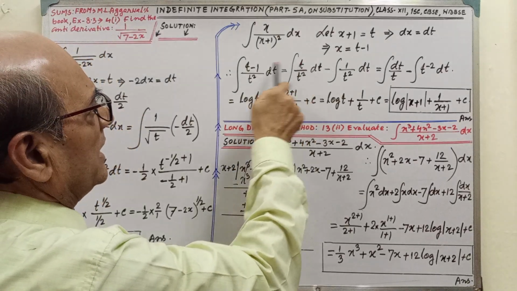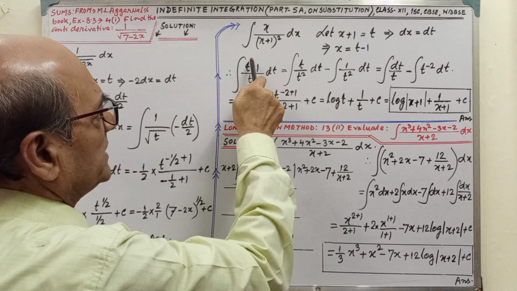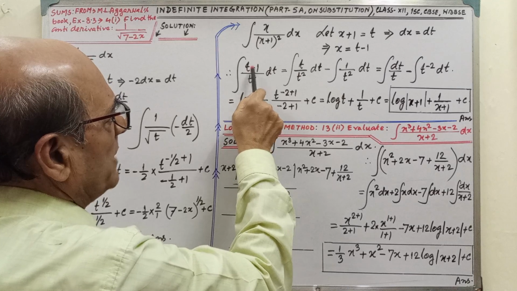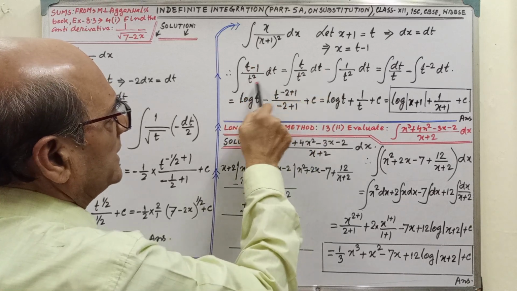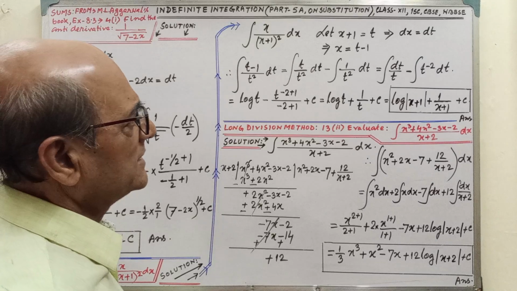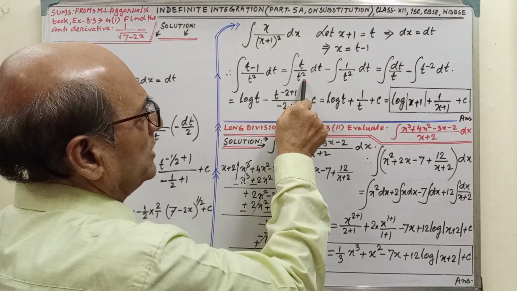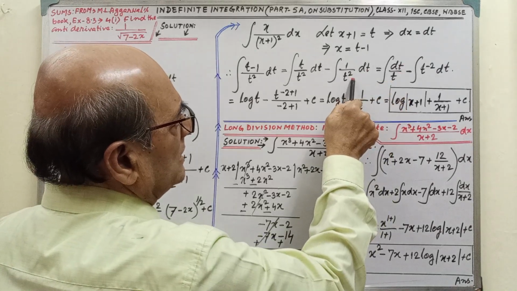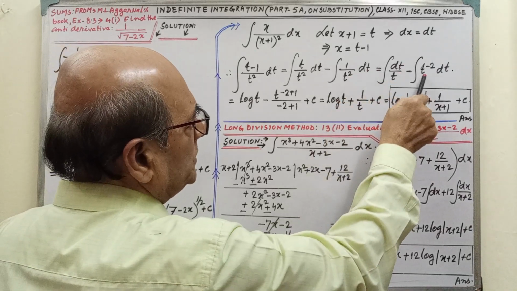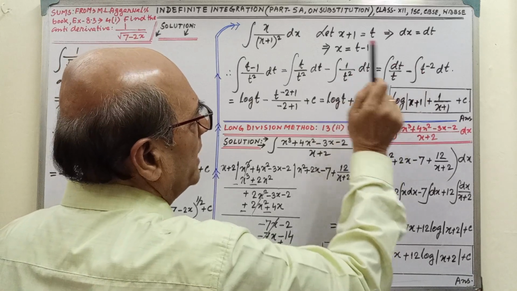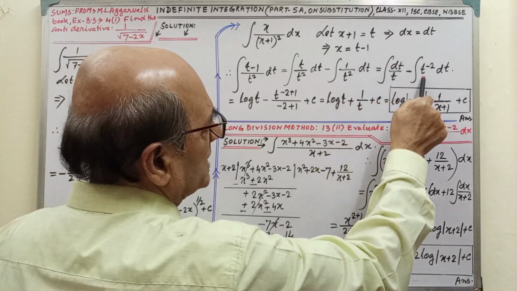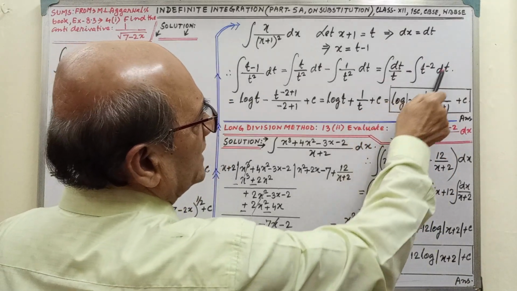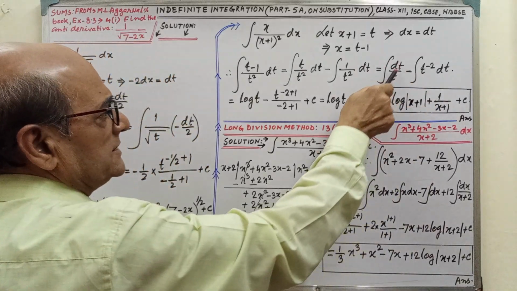Next, this part by separating: t by t square is one part, dt. Here is a minus sign, so minus 1 by t square dt. I think it is clear. T and t square will be cancelled, then it will be dt by t, and 1 by t square. If we take the denominator to the numerator, then the power will be minus, so it will be t to the power minus 2 dt. Now both we are getting in the frame of the formula.